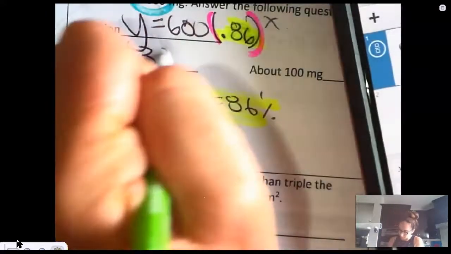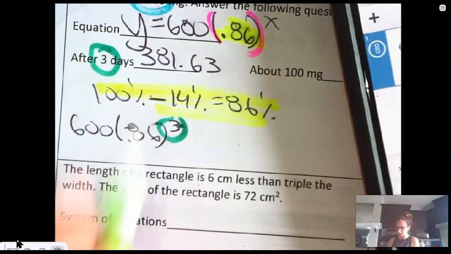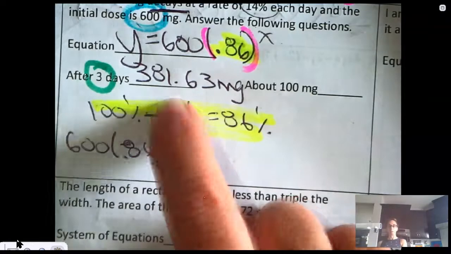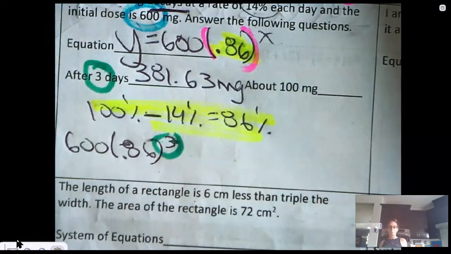381.63 milligrams. So I started at 600, but look what happened after 3 days. It went down 14%. And so by the 3rd day, it was 381. It's not linear. It's not you're going minus 14%, minus 14%. You're taking minus 14% of the whole thing. Now the whole thing is less, and you're taking 14% of that. Okay? And now this one, what you're going to do instead is take the 100 and plug it in there.